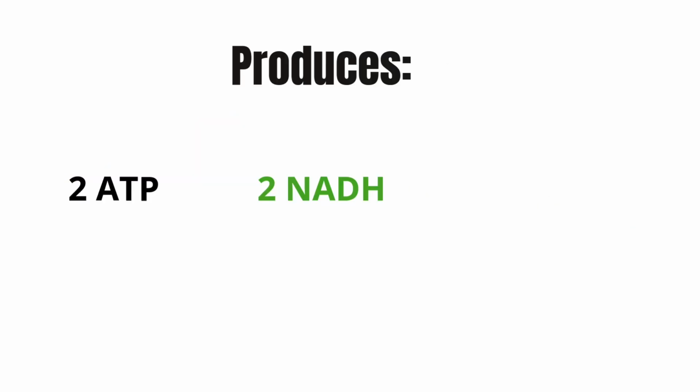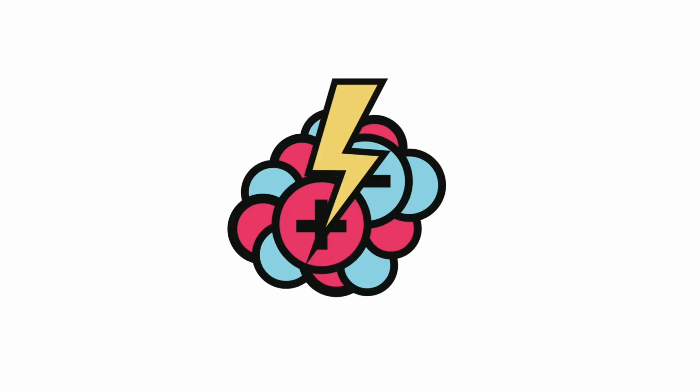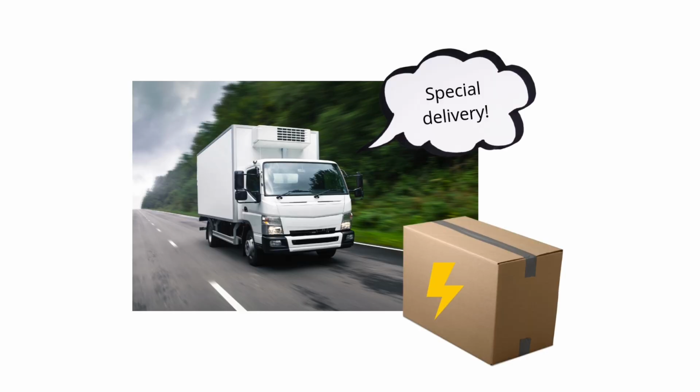It also produces 2 NADH molecules, which are molecules that carry high-energy electrons. Think of them like delivery trucks carrying special energy packages from glycolysis to the electron transport chain. They don't give energy yet, but they're very important later on.